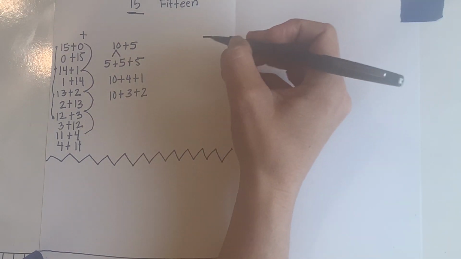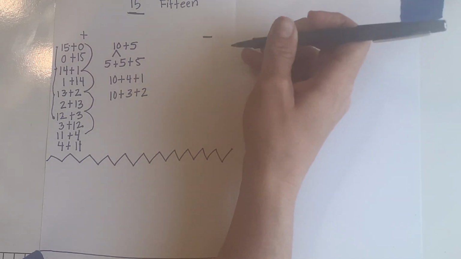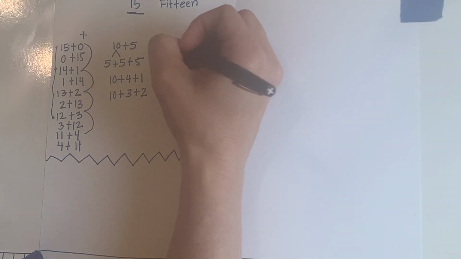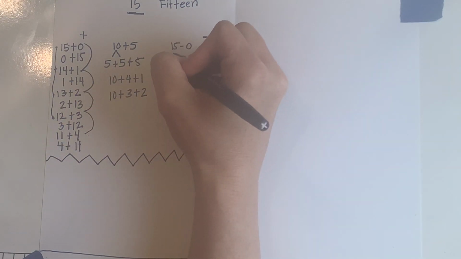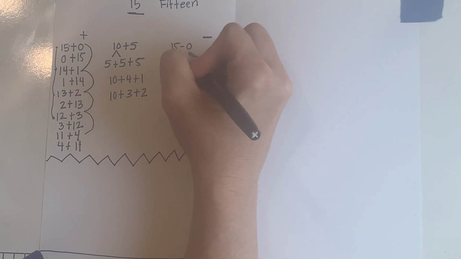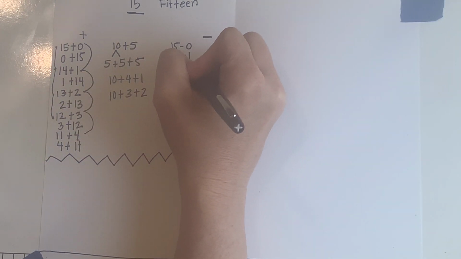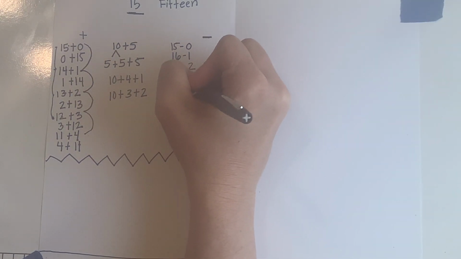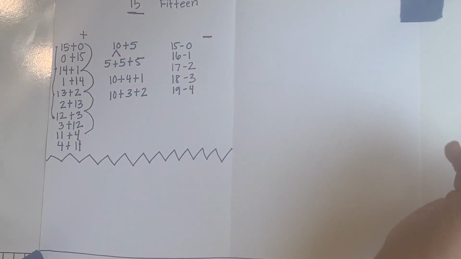I want to move to my subtraction side. Subtraction would mean that I would need to start with 15 or a number larger than 15 so that when I take the second digit away, it gets smaller and comes down to 15. I'm going to start again with 15 minus 0. I know that 16, if I take 1 away, that will get me 15. 17 minus 2 will get me 15. 18 minus 3. 19 minus 4.